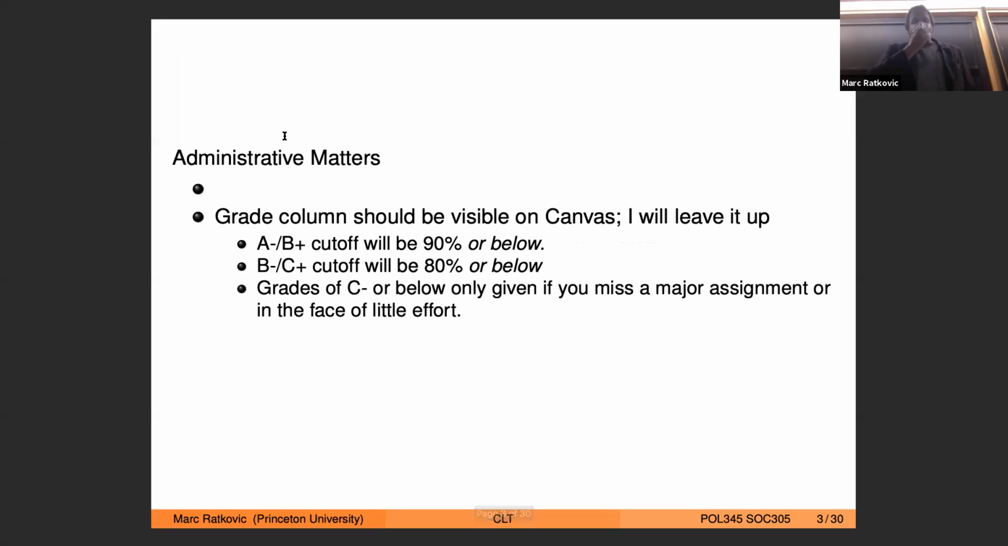Awesome. Okay. So the grade column is visible on Canvas. I'm going to leave it up. The cutoff between an A- and a B+ will be 90% or below. So if you're above a 90%, you'll have an A-, A, or A+. Similarly, the cutoff between a B- and a C+ will be 80% or below.